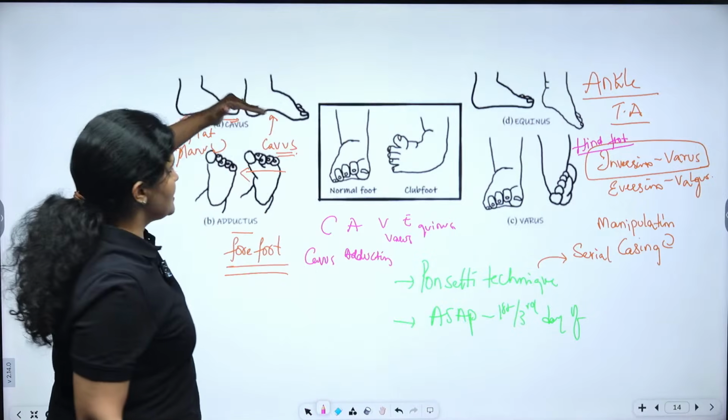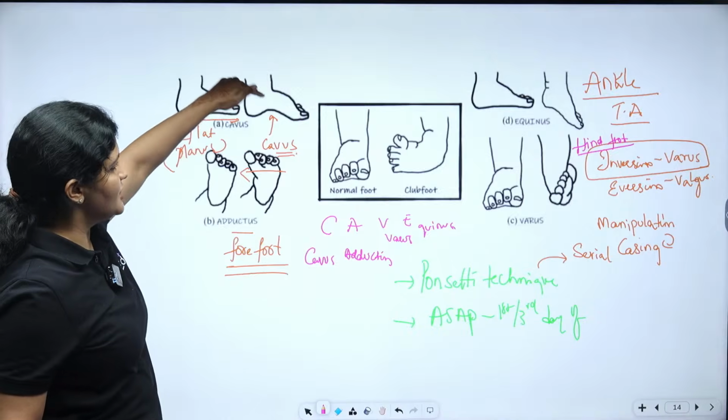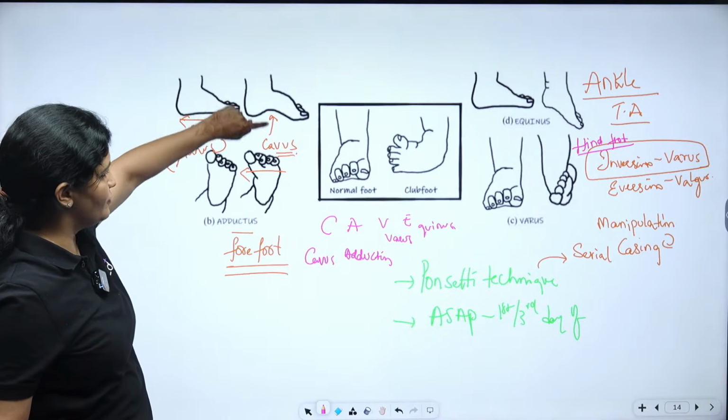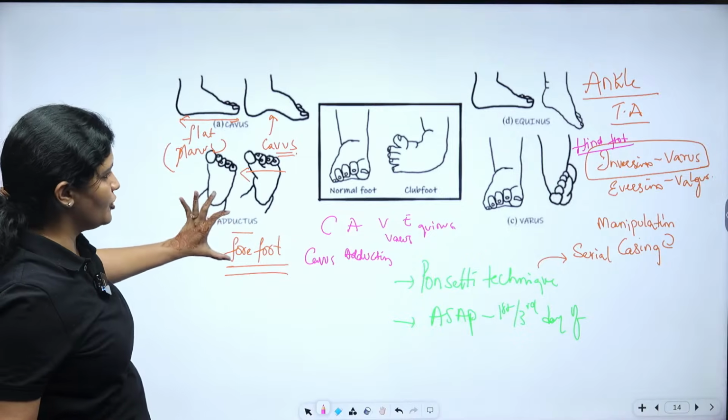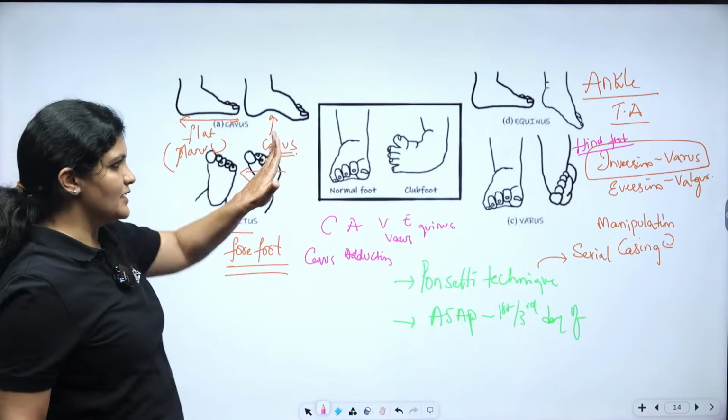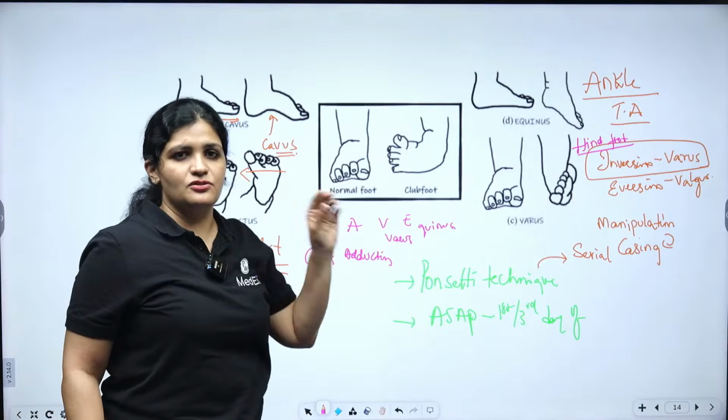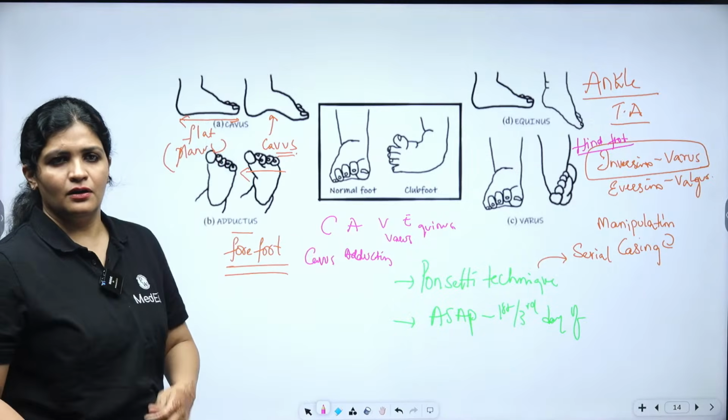And cavus is the arch. On the medial side, the arch is present, and whenever there is an elevation of this arch, it is cavus. Adductus is seen in the forefoot. In the forefoot, you see the adductus because the metatarsals get adducted. So this is called adductus.